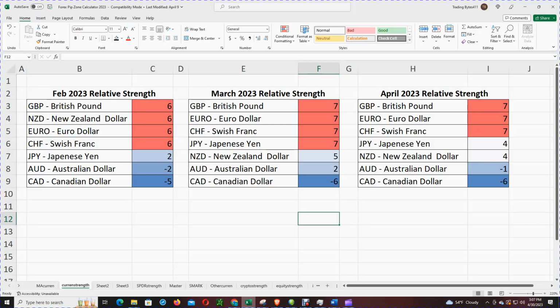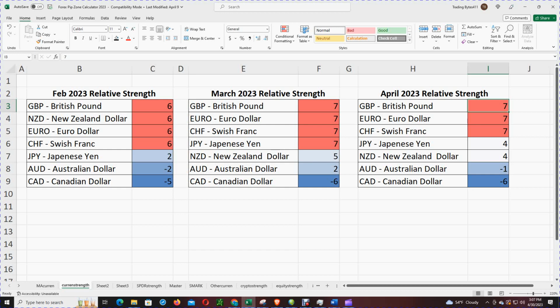All right, so let's go back to the table. It's already in order from highest to lowest. As you can see, the Canadian dollar remains weak. We see that the Aussie dollar has gotten weaker from February through March. The New Zealand dollar is a little bit weak. The yen has gotten weaker in the month of March. And the pound, euro, and Swiss franc remain hot.